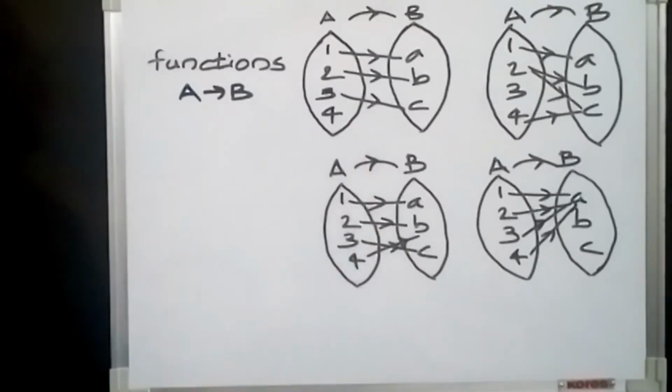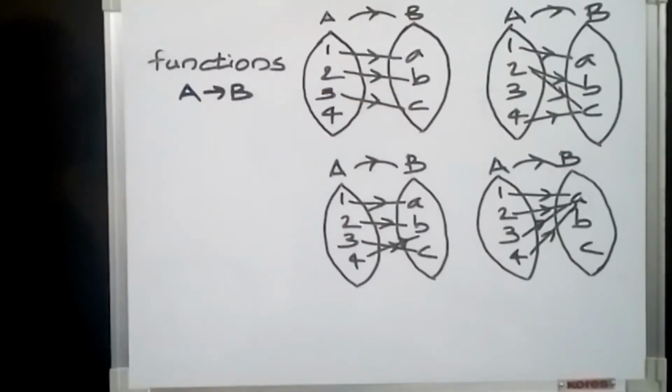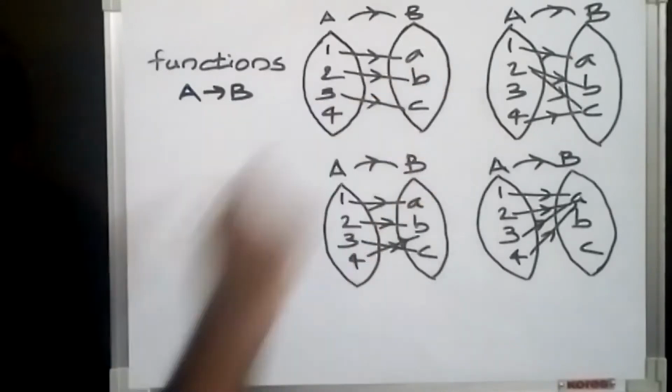Is this relation a function? The first figure does not represent a function. Why? Here, the element 4 has no image in B.